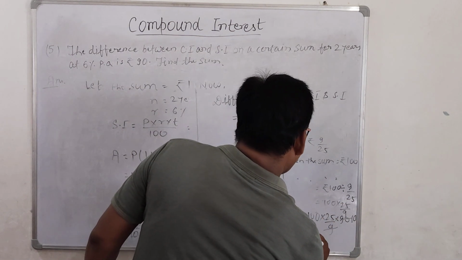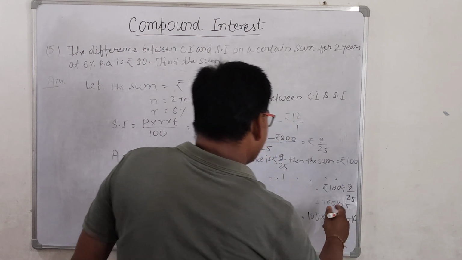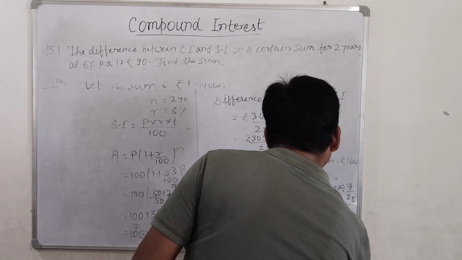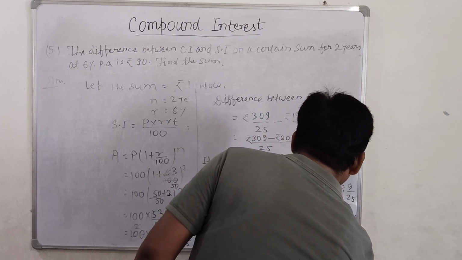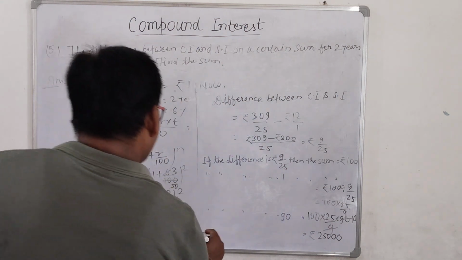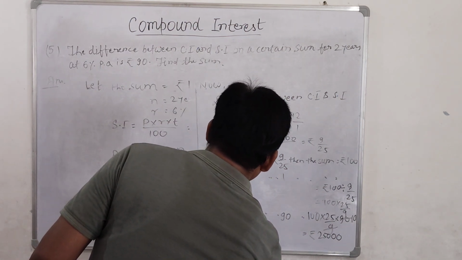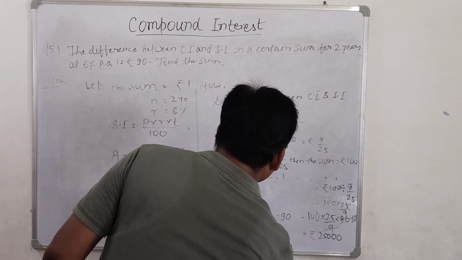Now we will multiply: 100 tens are 1000. Now 1000 multiplied by 25 gives rupees 25,000. Therefore the sum will be rupees 25,000.